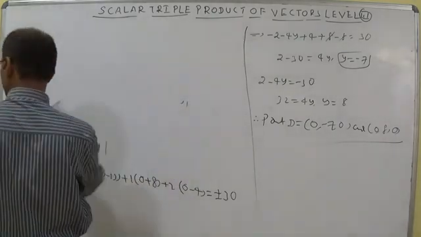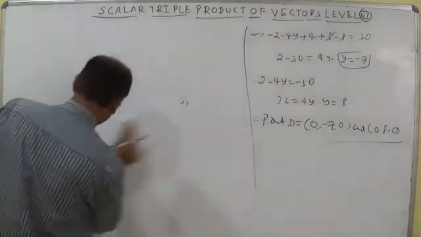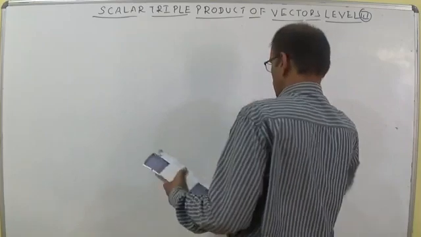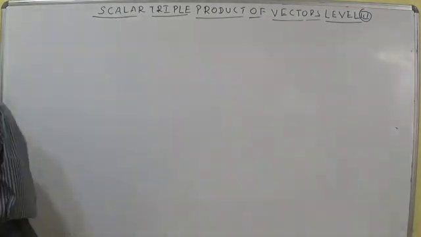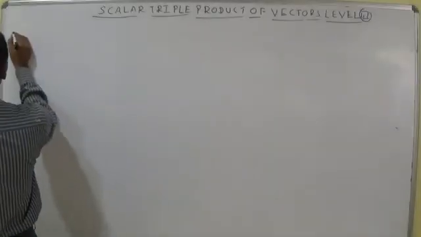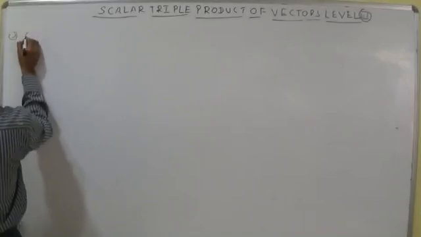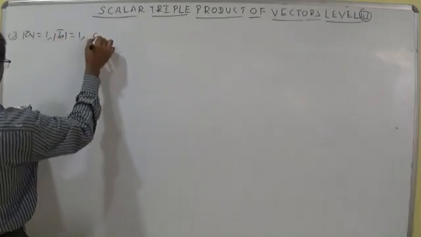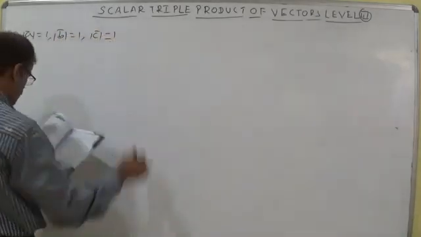Third question. Completed 2 questions. Next let us discuss about third question. Third question, A, B, C are unit vectors. A bar, B bar, C bar. A, B, C are unit vectors. Mod A is equal to 1, mod B is equal to 1, and mod C is equal to 1.